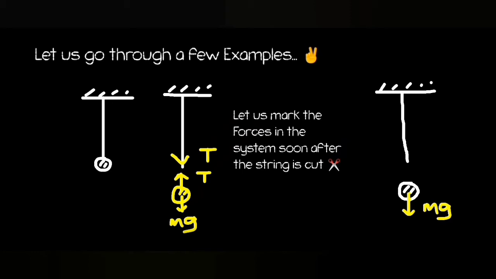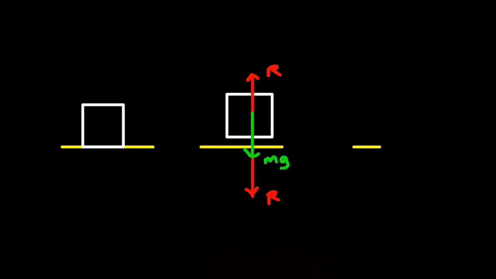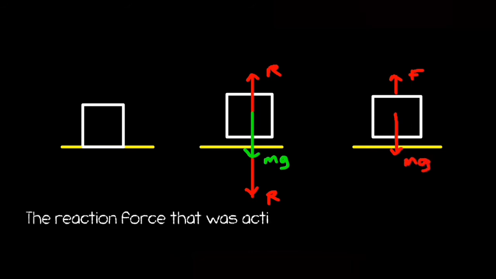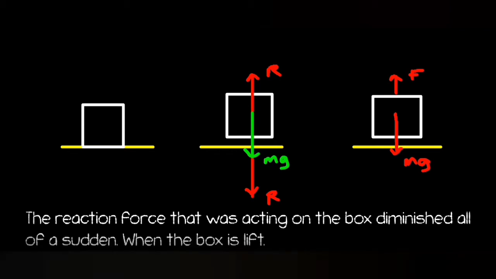Let's look at another example. A box is placed on a surface, and if I ask you to mark the forces, you would mark the reaction forces and the mg acting downwards. Now, what if I apply a force F to lift the box up? Then there is no more reaction force from the floor or to the floor. The only forces are F and mg. The reaction force that was acting on the box and the floor has diminished all of a sudden.